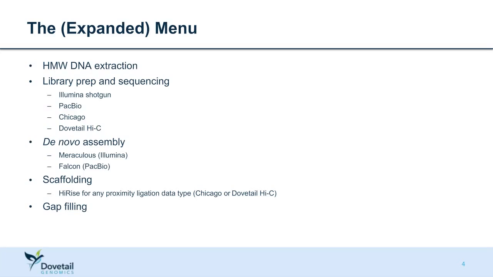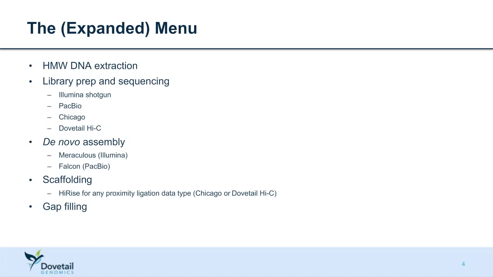When you've done the library prep, we can sequence it for you. We can do shotgun sequencing, we can do PacBio sequencing, or if you prefer to do it yourself, we're more than happy for you to do the sequencing. Once the data comes back, if you have shotgun data, we'll run it through our Illumina or shotgun assembler called Meraculous, or if you have long read PacBio, we'll put it through Falcon to get a starting point for our scaffolding.